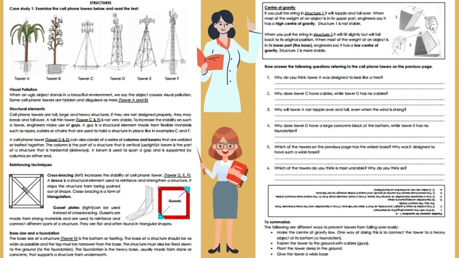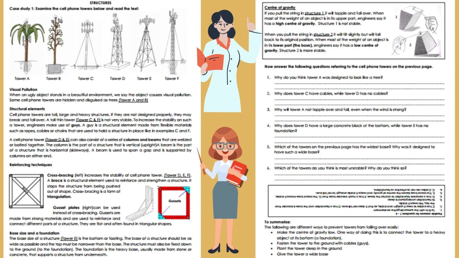Structures. Case study 1. Examine the cell phone towers below and read the text. Visual pollution: when an ugly object stands in a beautiful environment, we say the object causes visual pollution. Some cell phone towers are hidden and disguised as trees. Tower A and B. Structural elements.